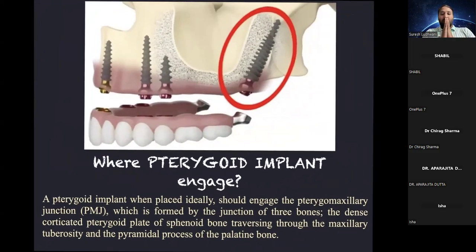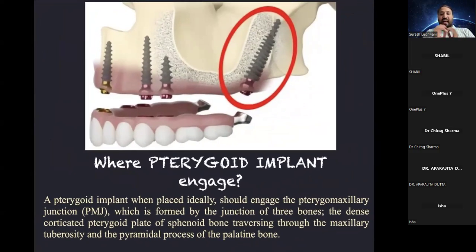Now, what is an ideal place where a pterygoid implant should go and engage? The ideal place, as I told you, is the junction where all three bones meet. It is called the pterygomaxillary junction. That is where it should ideally go and hit. Where it will hit, you will get the higher torque because of its high density.